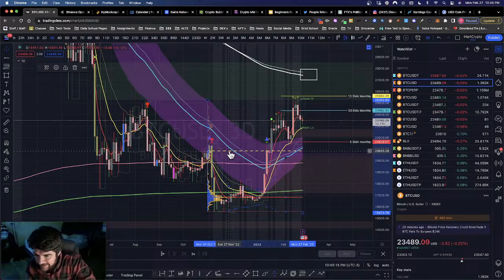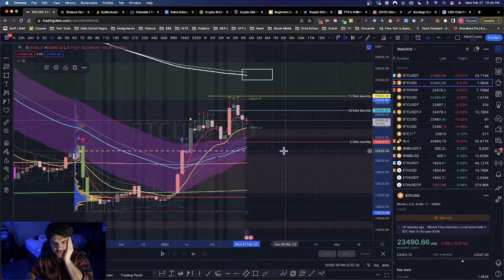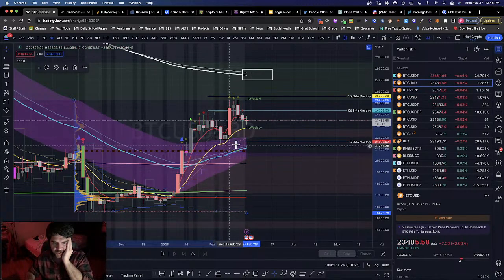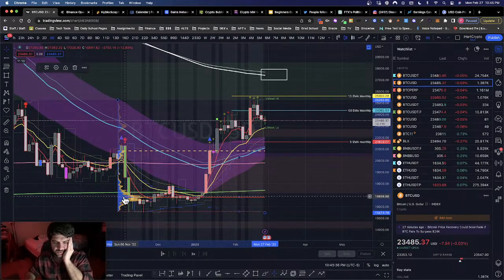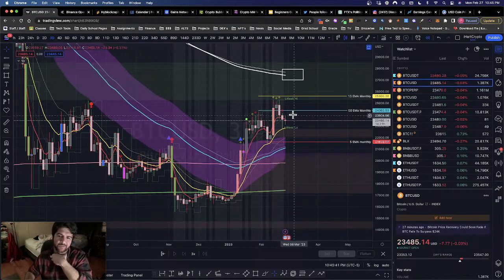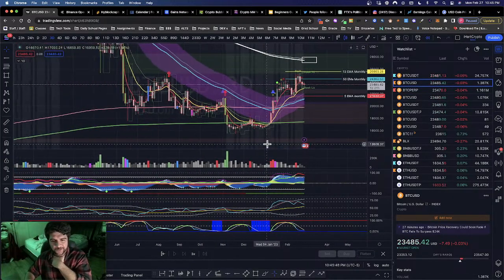That 20,800 level is a massive level. It's also your 3-day 50 EMA. That $21,000 zone, 21K, is a huge zone, because it could just be a deviation below this. But it's sketchy as hell. We'll see how it goes, man. In all honesty, I think you get the move up. I think that you get the pump. I really do.